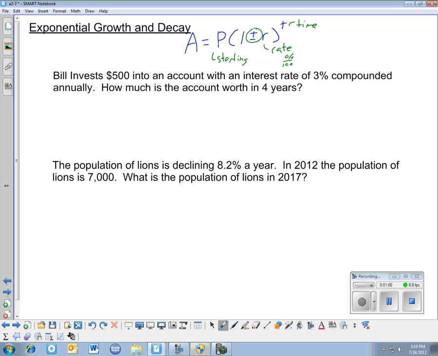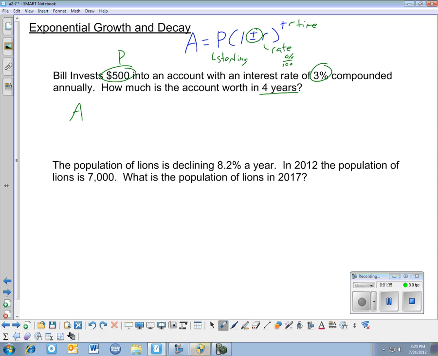Bill invests 500, so that's your principal, your starting value, into an account with an interest rate of 3% compounded annually. Compounded annually just means once a year, so it's a basic exponential problem. Compounded interest can be monthly, quarterly. We'll talk more about that in the next video. But because it's in an account that gains interest, this is exponential growth, and the rate is 3%, but we're going to change that to a decimal for the rate, and we're talking about a term of 4 years.